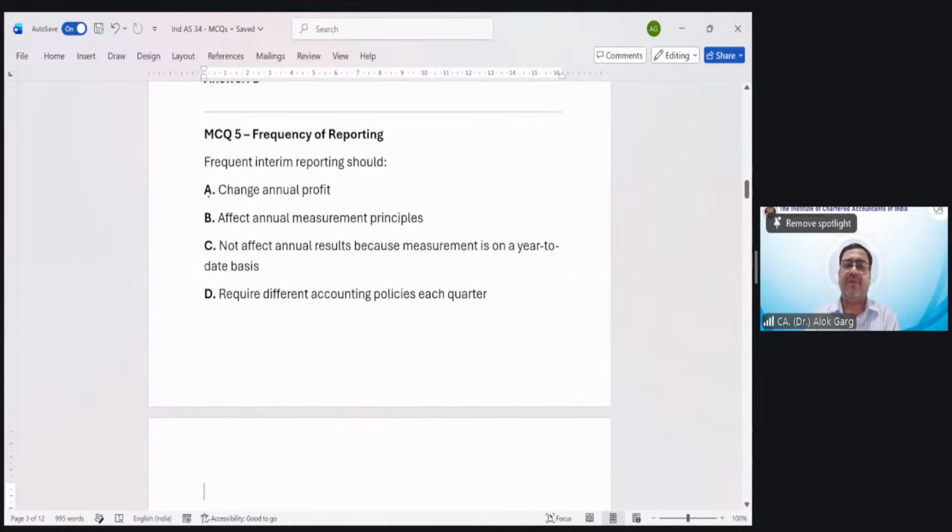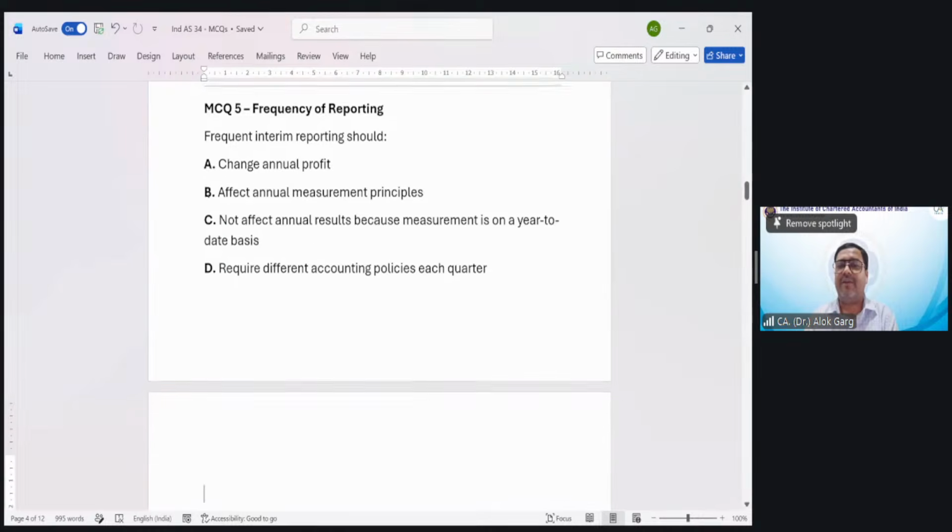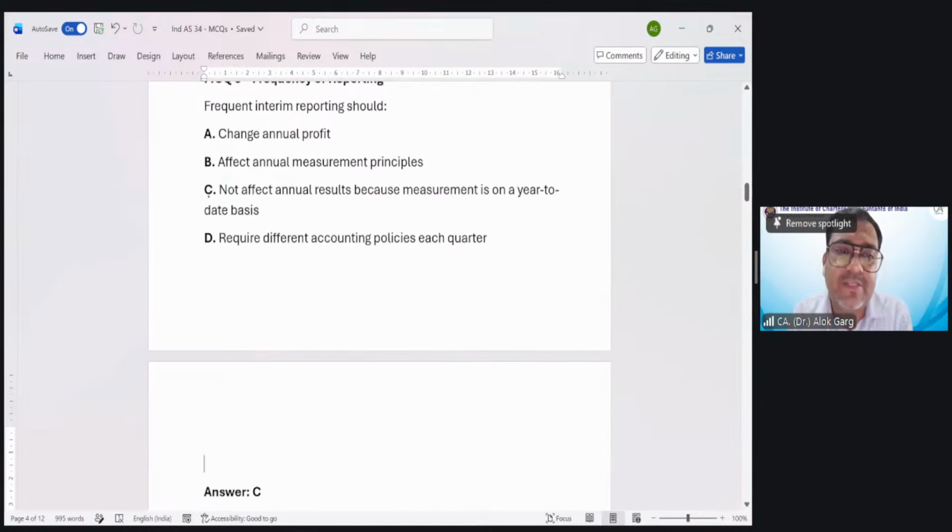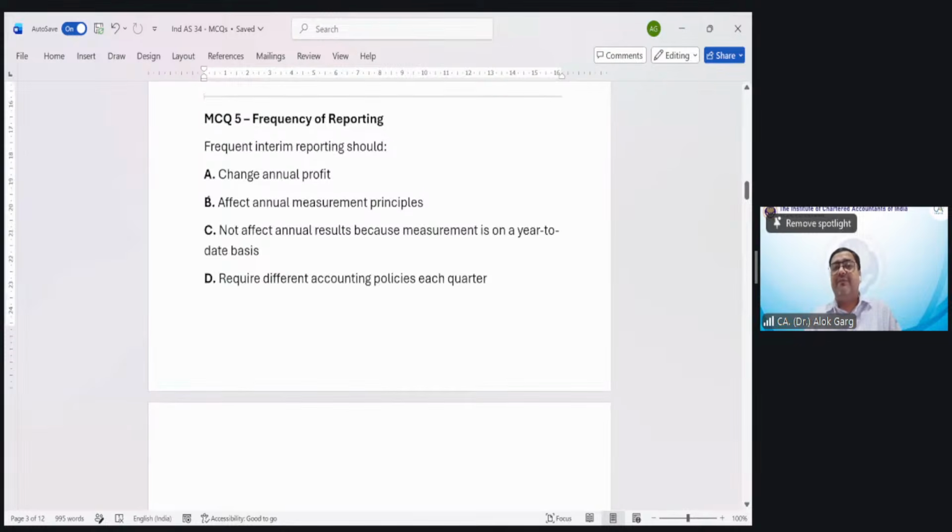Frequency of reporting. Frequent interim reporting should change annual profit; affect annual measurement principle; not affect annual result because measurement is on a year to date basis; require different accounting policies each quarter. Friends, what is the right answer? Whether frequent interim reporting, every quarter you are doing interim reporting, so every quarter the annual profit will change? Answer is no, annual profit will never change.